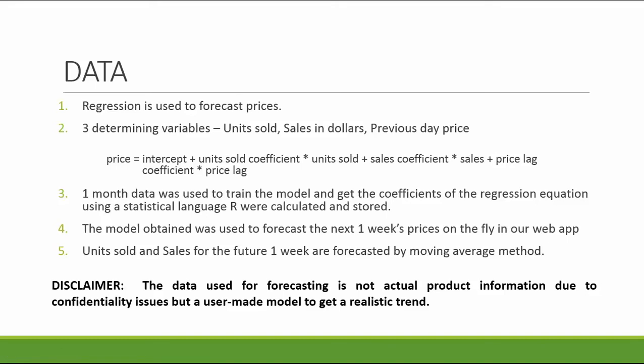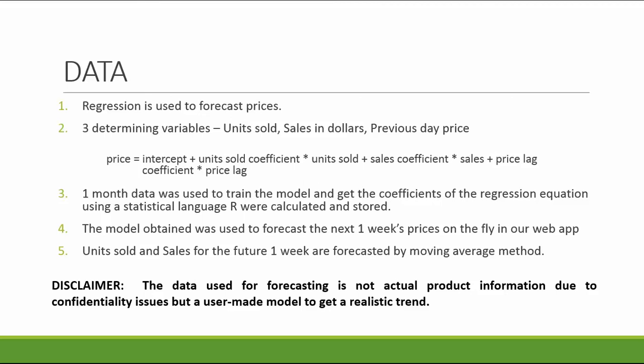We are using a statistical technique known as regression to forecast the price using three variables: units sold of that product, sales of that product in dollars, and the previous day's price. We use 1 month of data to train the model and get the coefficients of this regression equation using a statistical language called R. We use the model obtained to forecast the next 1 week's prices on the fly in our web app. So suppose today is March 8th, then today I will get forecasted prices for the next 7 days. And tomorrow I'll get the forecasted prices till the next Monday. So that will be on the fly, but the model will be computed beforehand.